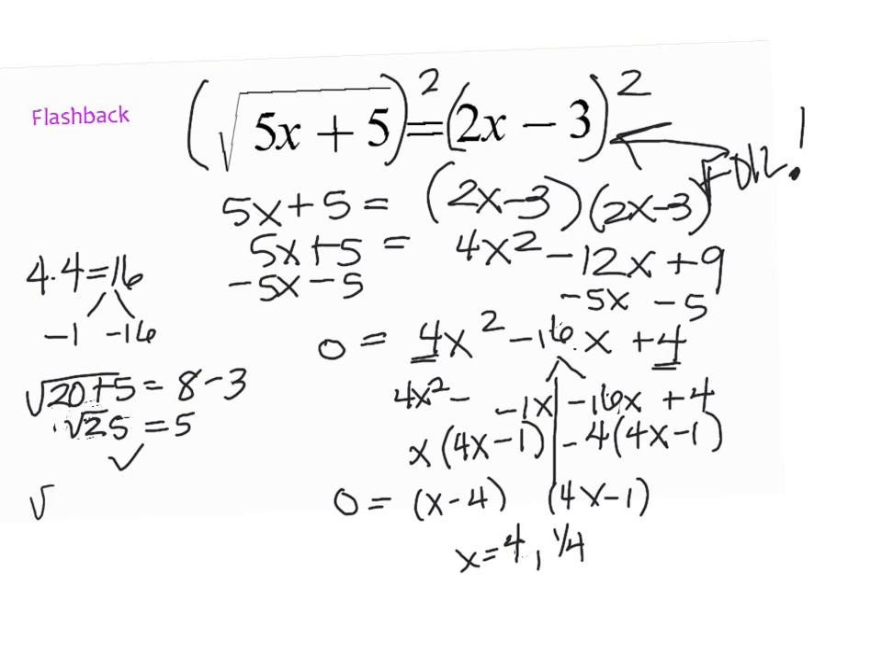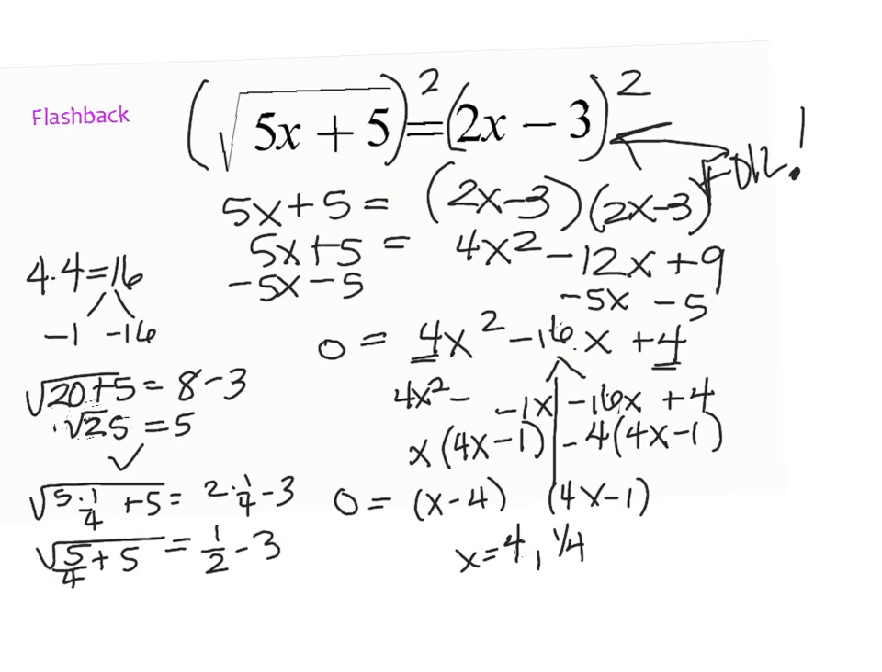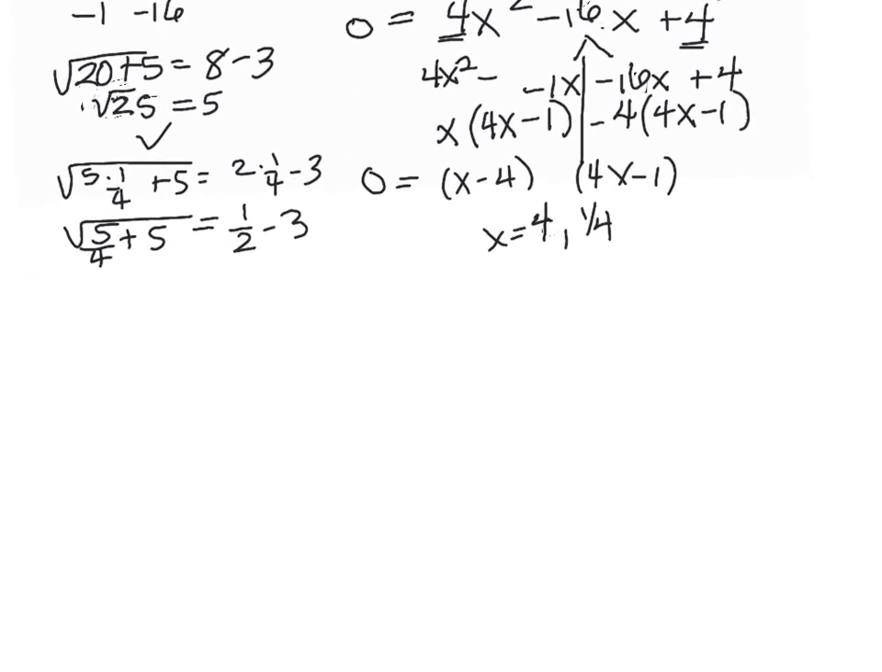Okay, and when I plug in 1/4, I get the square root of 5 times 1/4 plus 5 equals 2 times 1/4 minus 3. So the square root of 5/4, running out of room, plus 5 equals 1/2 minus 3. Now I'm hoping that you're seeing what's happening here, is that 1/2 minus 3 is going to be negative 2 1/2. And no matter what I put in here, I can't take the square root and get a negative number. This answer is not going to work. So this is the only answer that works.